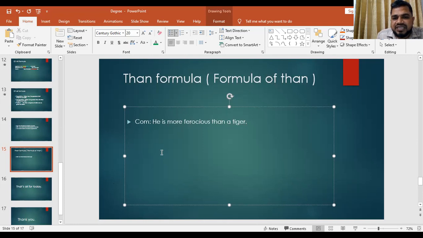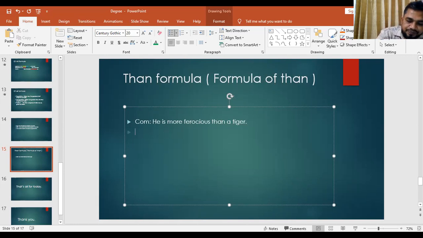Why have I kept this formula's name as the than formula? Look, he is more ferocious than a tiger. I have not written here than any other, or than most other, or than all other, or than many other. We have written here only than. So this is this formula's name. I have kept the than formula, or formula of than. He is more ferocious than a tiger.